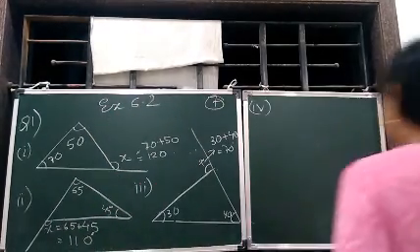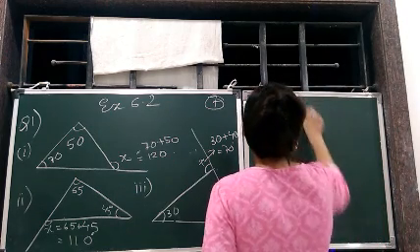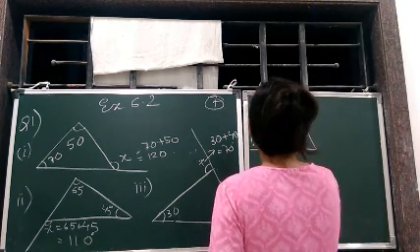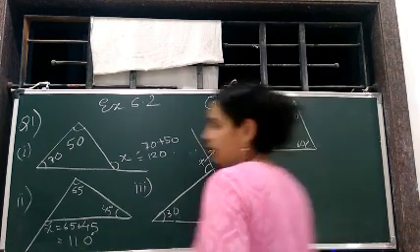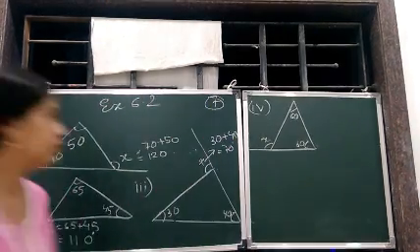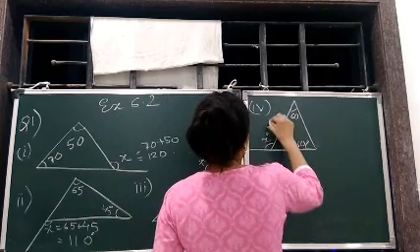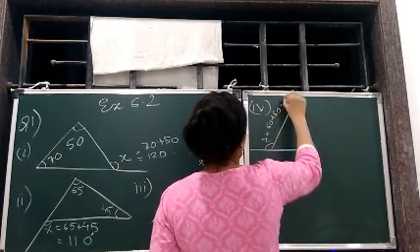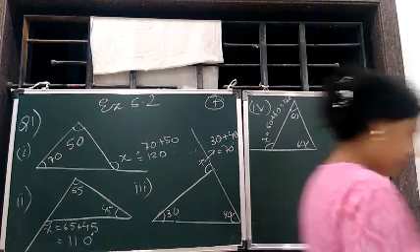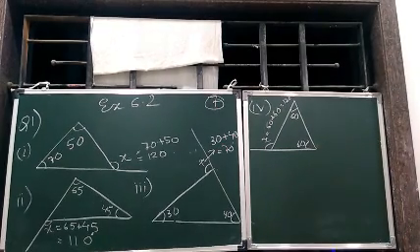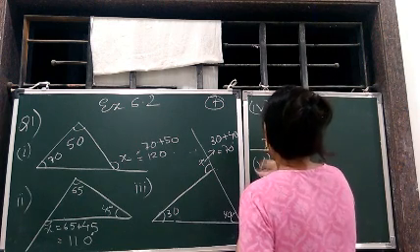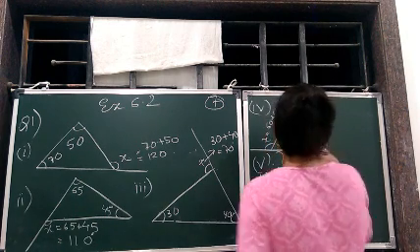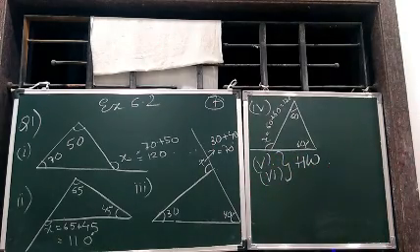Then comes the fourth one. This is x. This is 60. This is 60. Again the same property. So x will be 60 plus 60, which is equal to 120. Then there are fifth and sixth, the same way. You will do it as homework in the book itself.